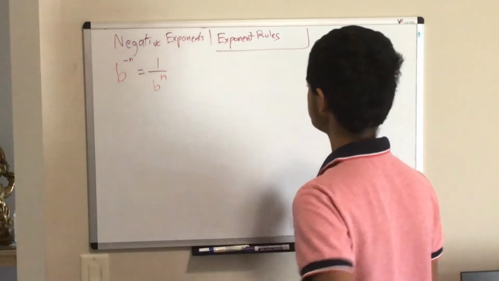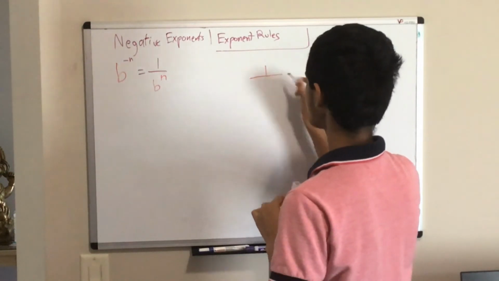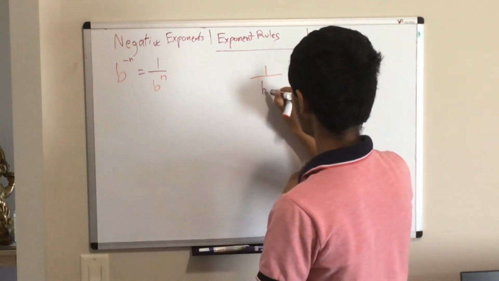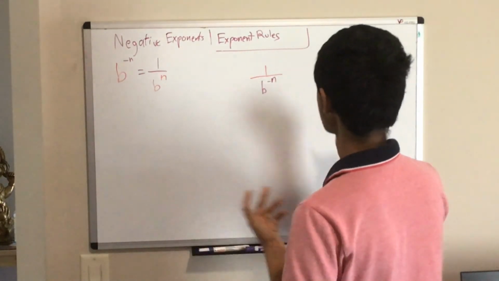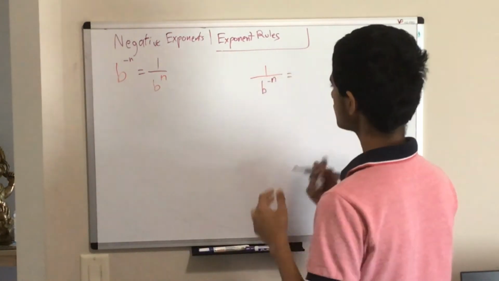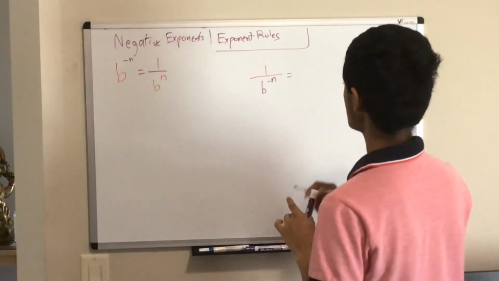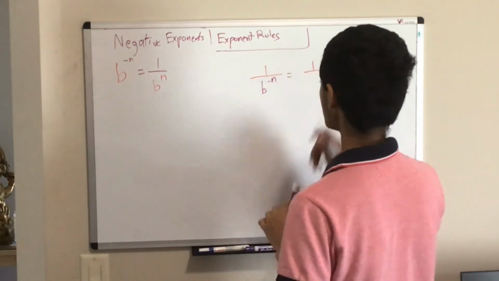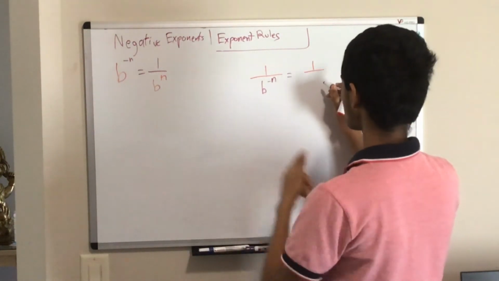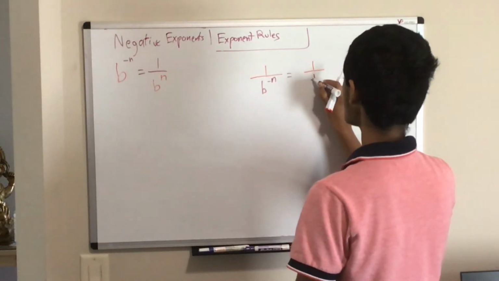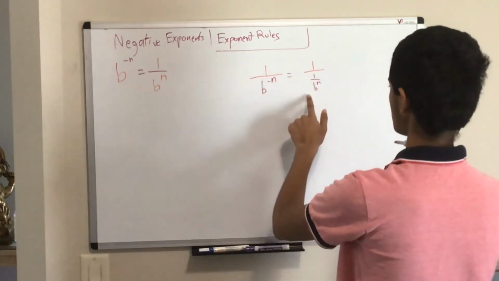So now let's take note of something else. What if we have 1 over b to the negative n? What is that going to be? Well, let's try reasoning it out and see what happens. So now we're going to utilize complex fractions, where we have fractions inside of fractions. So the numerator is going to remain the same, which is 1, but b to the negative n can be rewritten as 1 over b to the n. So our denominator is just 1 over b to the n.